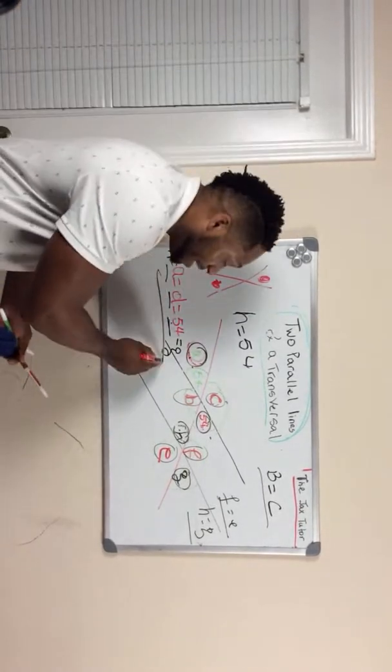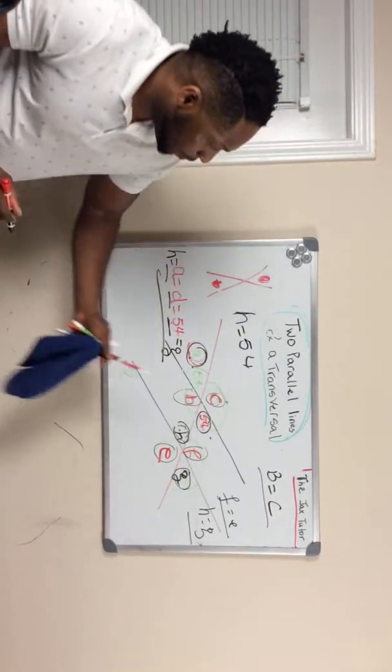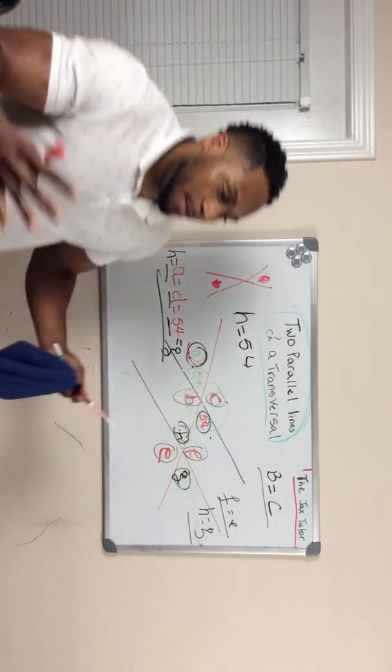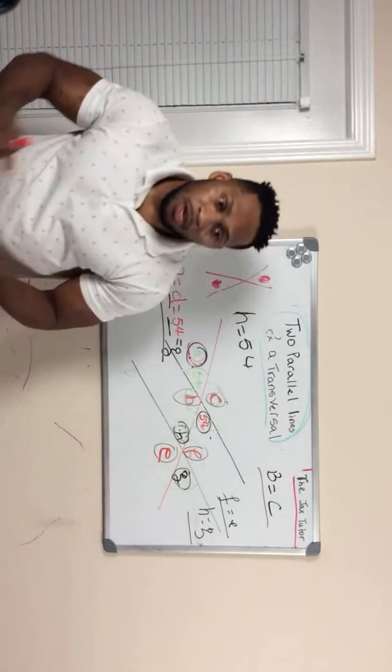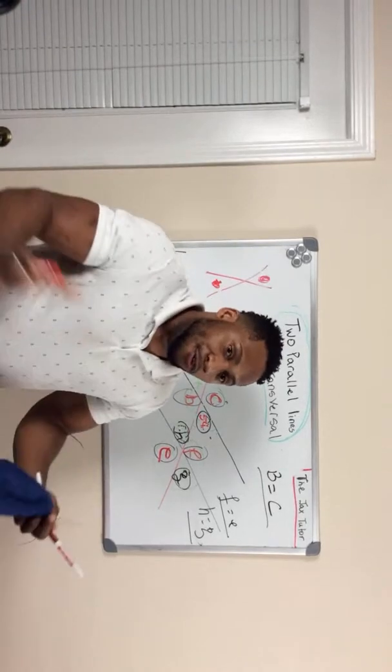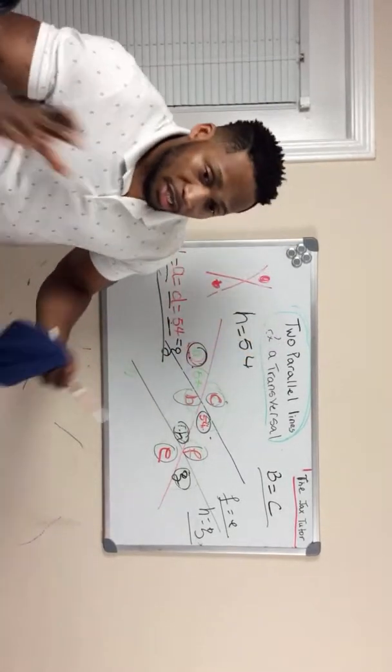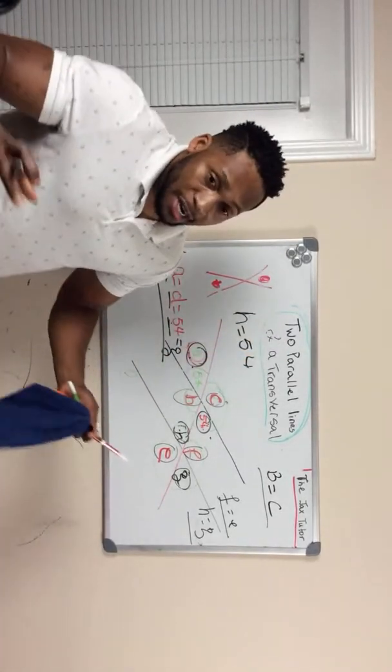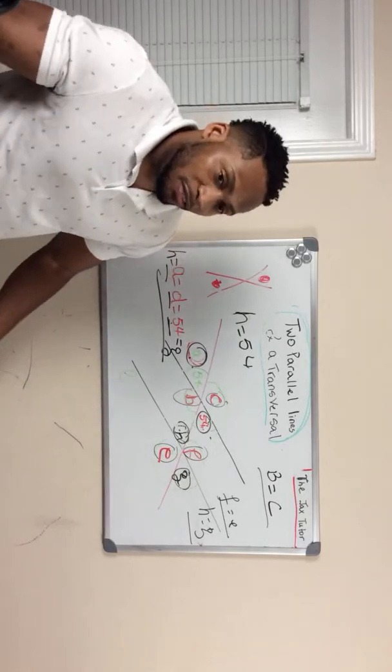Now what's the value of the other angles? So we got about 4 of them left. But remember I said there are 2 sets of angles. One set of 4 is going to be 54. There's another set of 4. They're all going to have the same value. But what's the value of this?